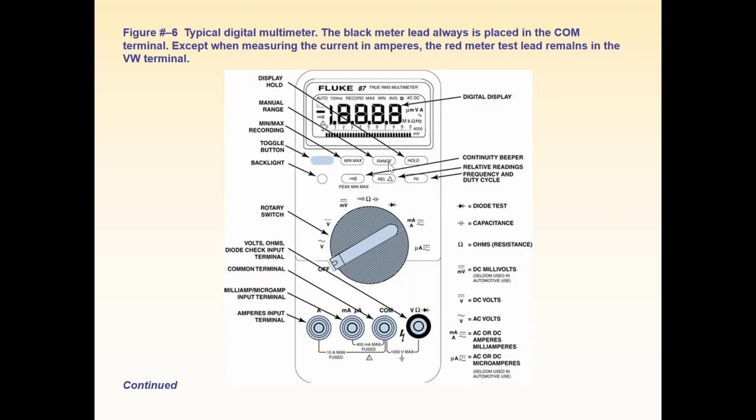Now there is another button that is known as range. If we click on this range button, it can change the range from milliammeter to ammeter, millivolts to volts, and ohms to kilo ohms. So this can be done with the help of this range.